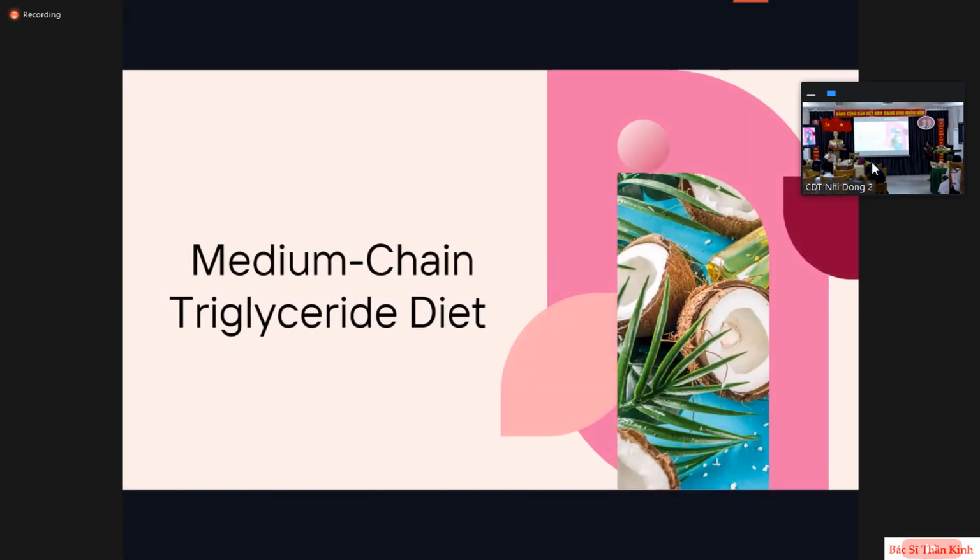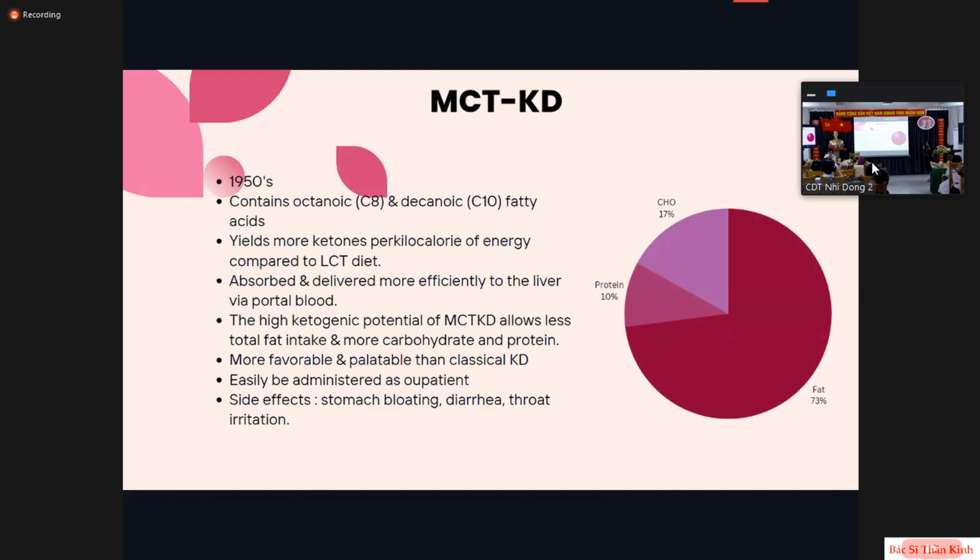We move on to the second type of ketogenic diet, which is the MCT-KD. This is probably one of my favorites because it's easy to be done, but it can be expensive because the MCT oil is expensive. So the MCT-KD was introduced in the 1950s. I think Dr. Nathan had said this. It contains mostly C8 and C10 fatty acids.